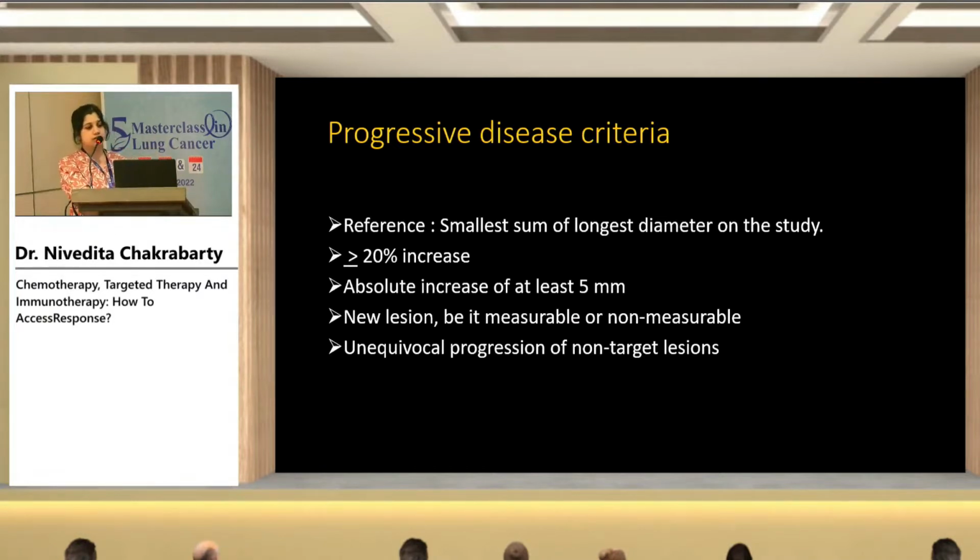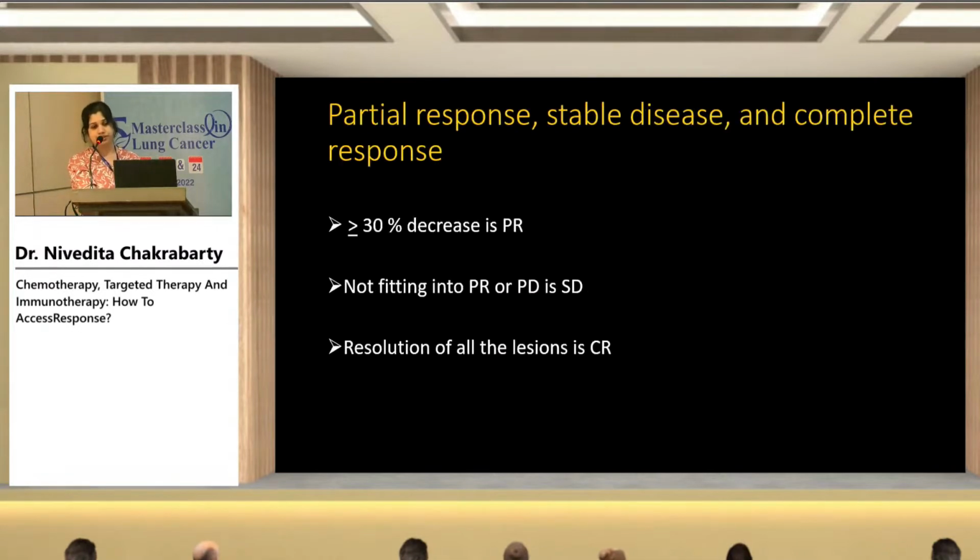And of course, the lesion should increase by more than or equal to 20%. An absolute increase of at least 5 millimeter is mandatory. Any new lesion, be it measurable or non-measurable, or there is an unequivocal progression of non-target lesions, all these are considered as progressive disease.